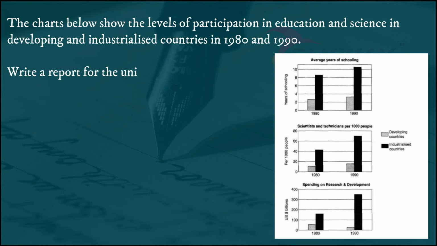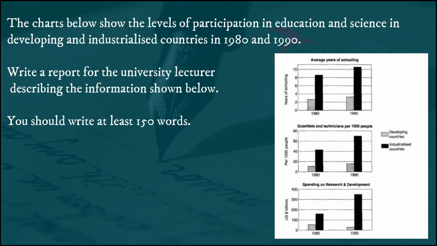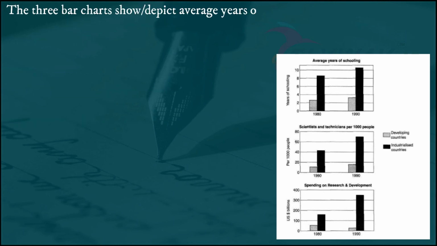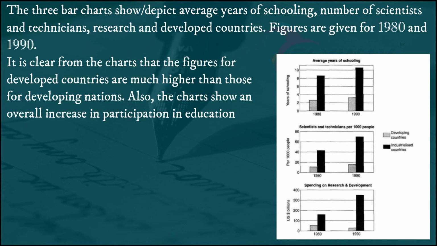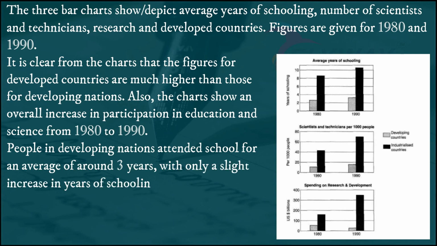So now we will see our question regarding the bar chart and read it carefully. The charts below show the levels of participation in education and science in developing and industrialized countries in 1980 and 1990. Write a report for the university lecturer describing the information shown below. You should write at least 150 words, and the graph for the question is shown on your screen. So take a look at it.